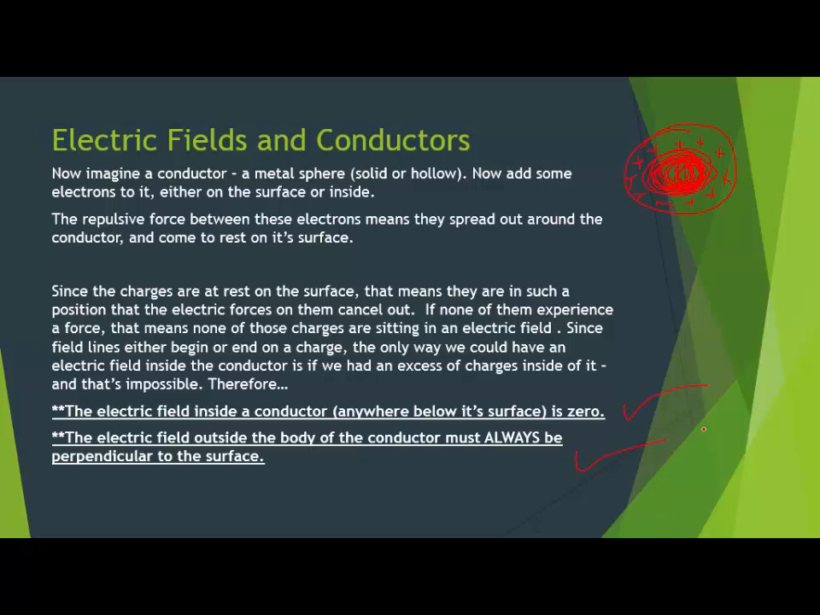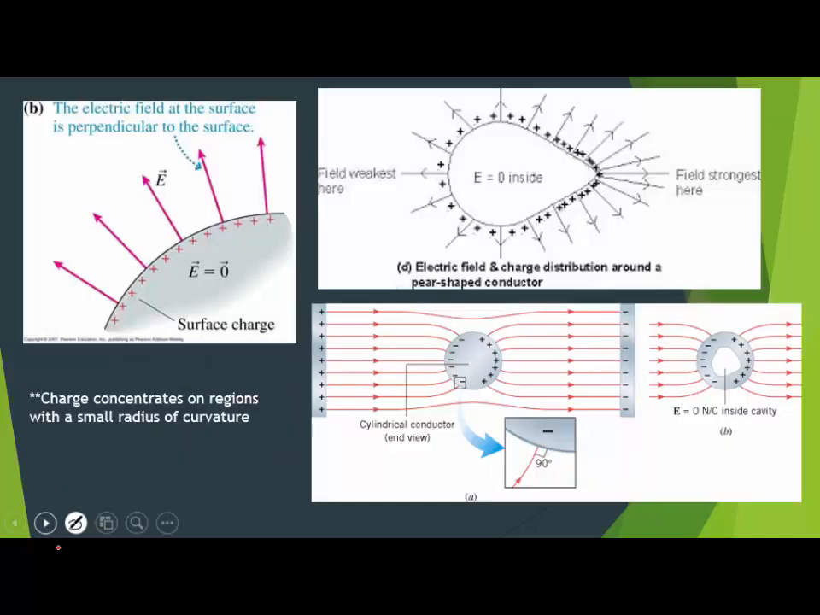So two very important key concepts. Number one, the electric field inside a conductor anywhere below its surface is zero. This is always a test question in some capacity on the E&M test. The second thing is that the electric field outside the body of the conductor must always be perpendicular to the surface. And then I have a little graphic on the next page.